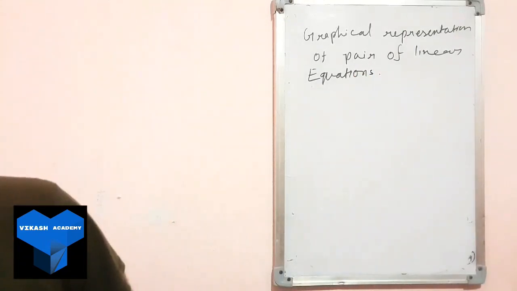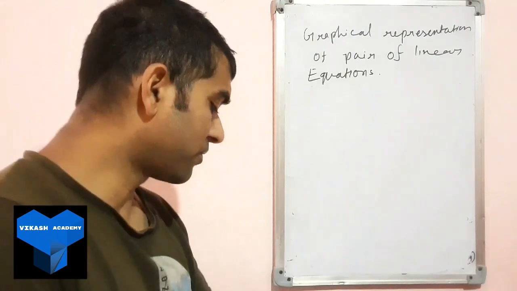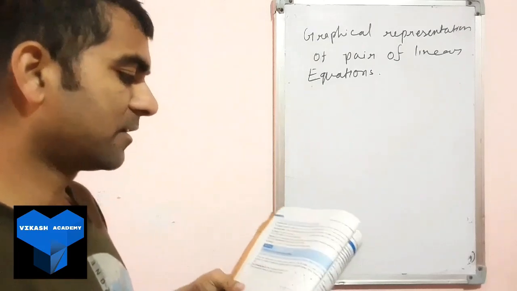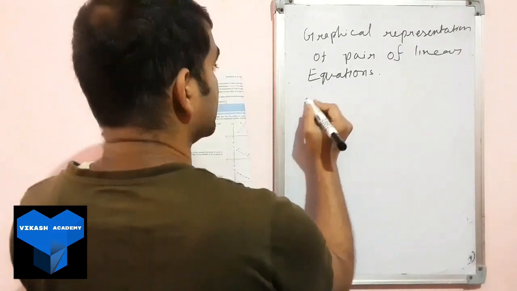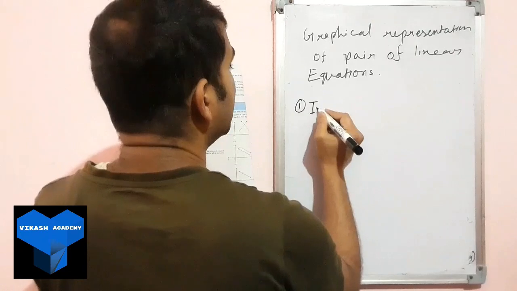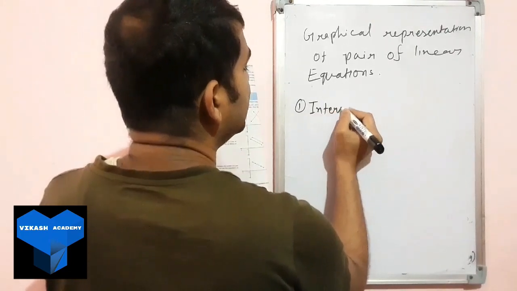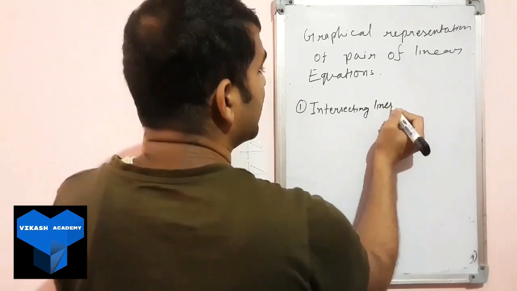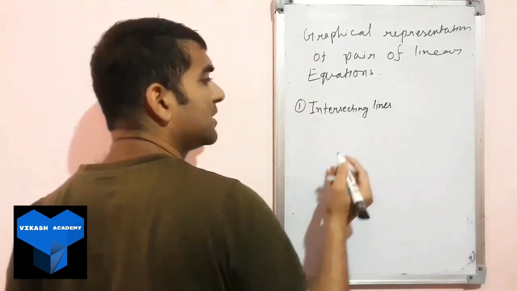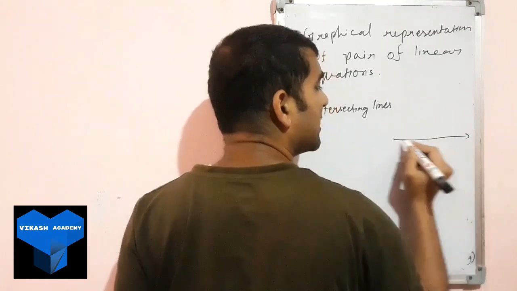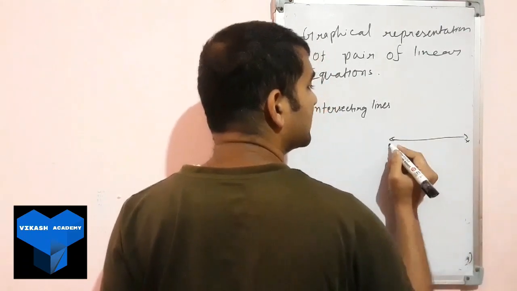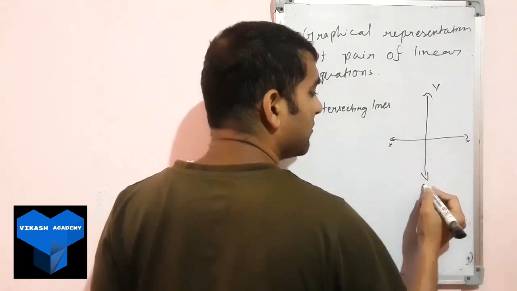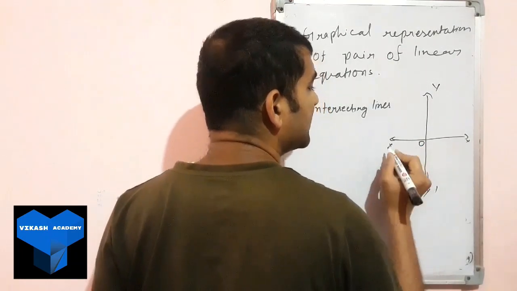So how will we represent it here? See, it is already given in your book, so we will try to understand. The first case we have is intersecting lines. What do you understand by intersecting lines? How we plot the graph, you already know from class 9. We have the x-axis, yes or no? Then we have the y-axis, with y and y dash, and this will be the origin, right?